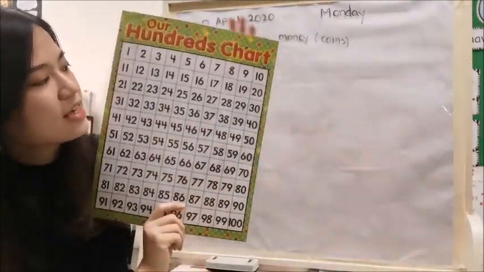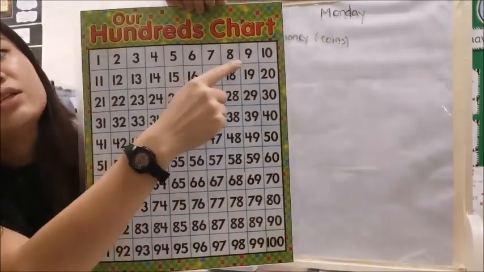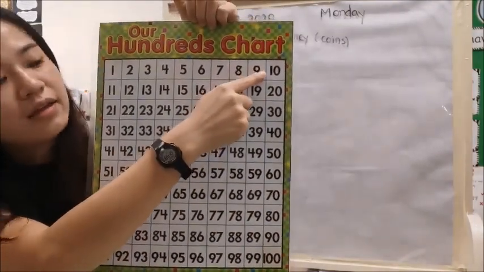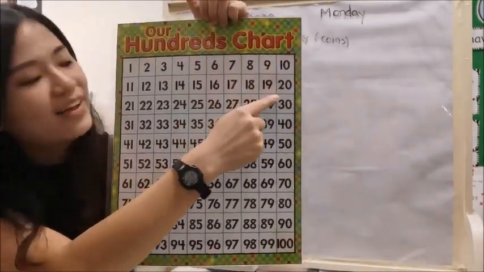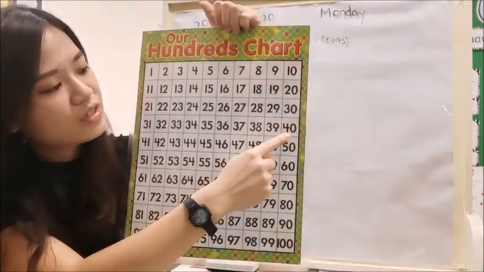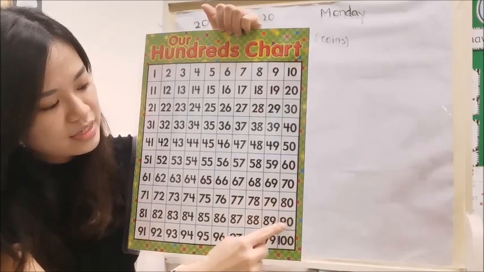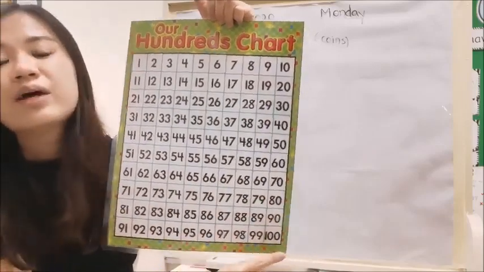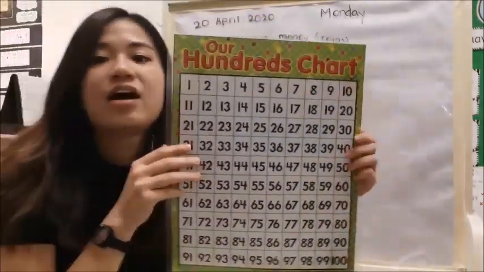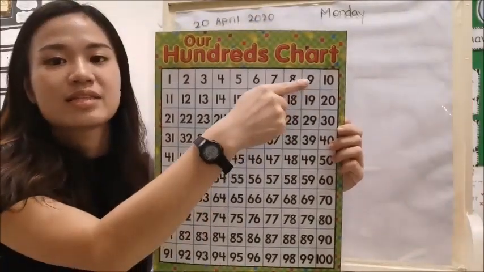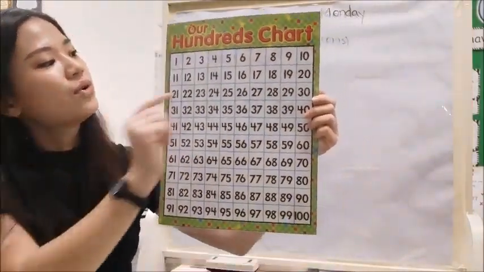When you look at the tens, you can see that it goes in order, starting from 10, then 20, then 30, then 40, 50, 60, 70, 80, 90, and 100. Shall we count it together? All right, ready? We'll start in 3, 2, 1, go.